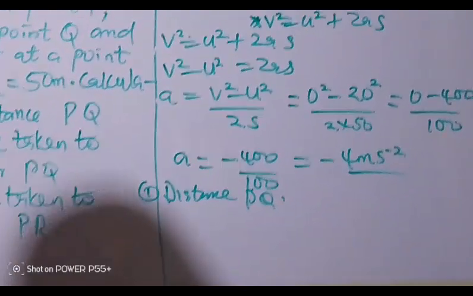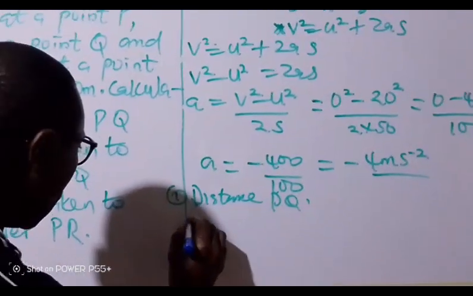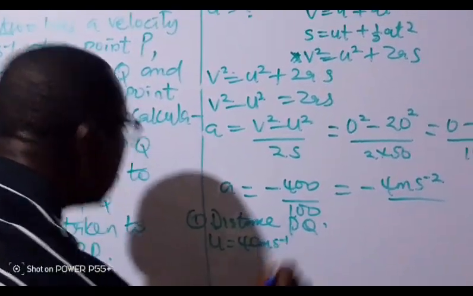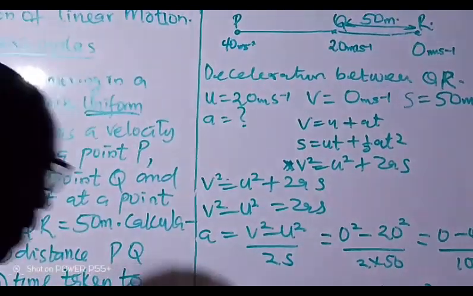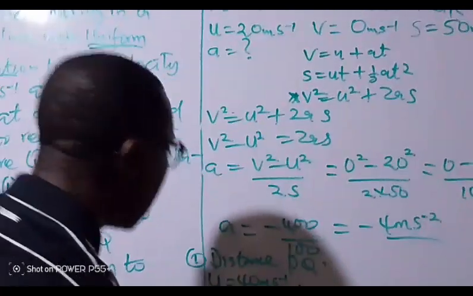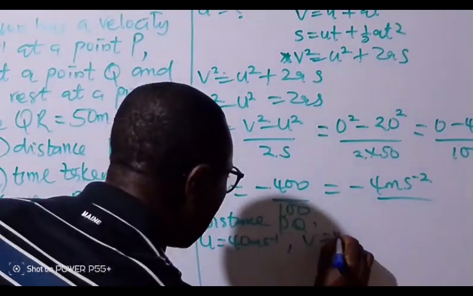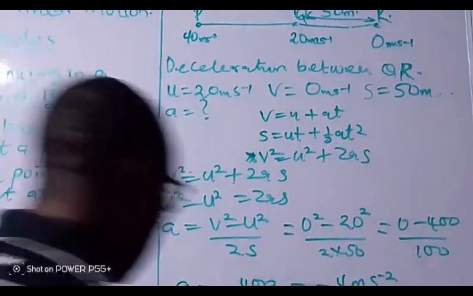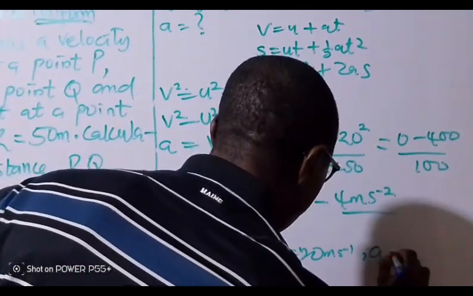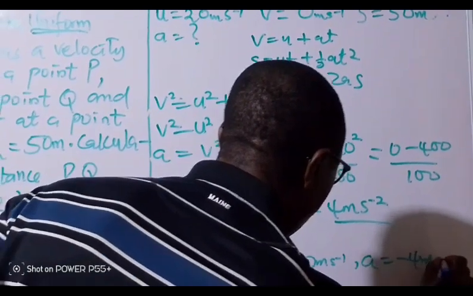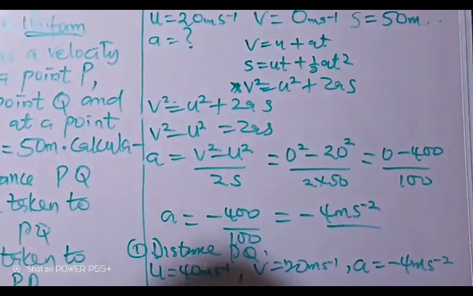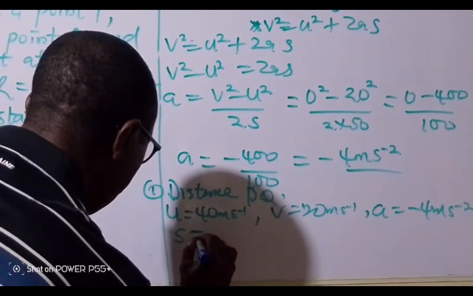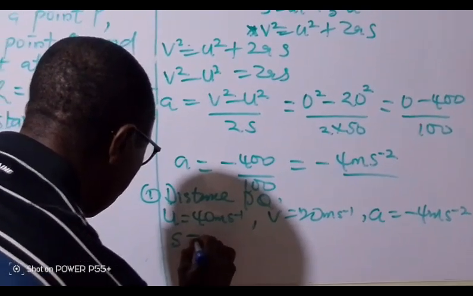What are the parameters given? Here we know our U is equal to 40 meters per second. Between P and Q, V is equal to 20 meters per second. A is already known, deceleration is already known. That is minus 4 meters per second squared. Then what do we need? S, that is the distance.